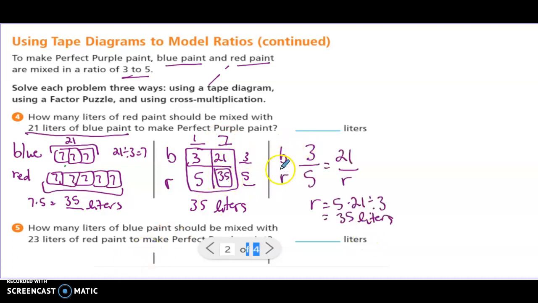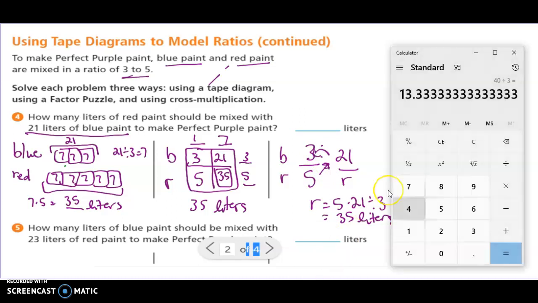Setting up my proportion, I'm going to label the proportion parts blue to red. You can just abbreviate. 3 parts blue to 5 parts red is equivalent to 21 parts blue to an unknown amount of red parts. Grab your calculators, set it up, cross multiply. 5 times 21 divided by 3. Clear out my previous work. 5 times 21 divided by 3 equals 35 liters.